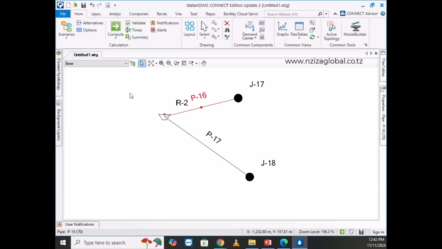It's not validating. Why? Okay, that's what I was saying. If there is one node which is not connected to the network, your network will not be validated. Okay, I'm coming to see.